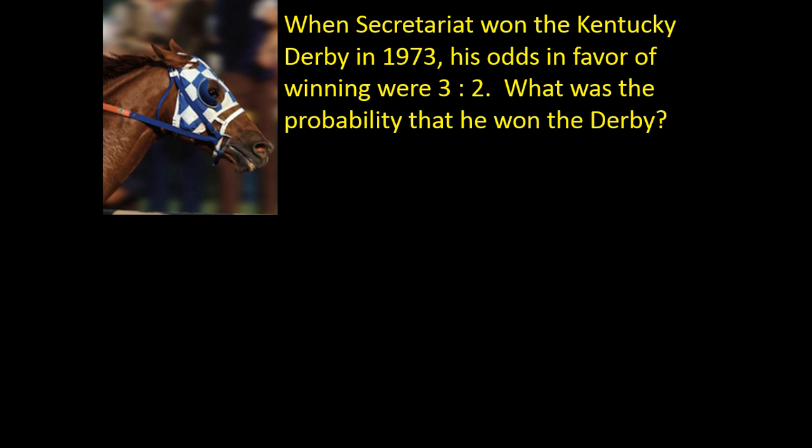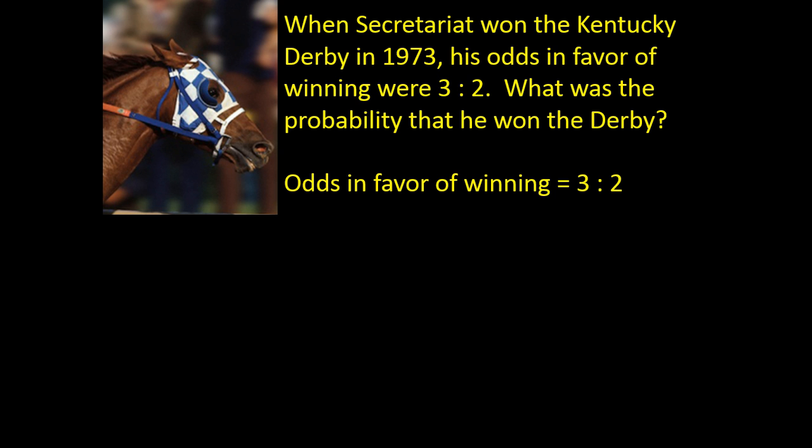Now you'll often see odds in sporting events. So we're going to look at the Kentucky Derby in 1973 when Secretariat, who won the Triple Crown that year, won the Kentucky Derby. His odds in favor of winning that race were 3 to 2. So what was the probability that he won the Derby?